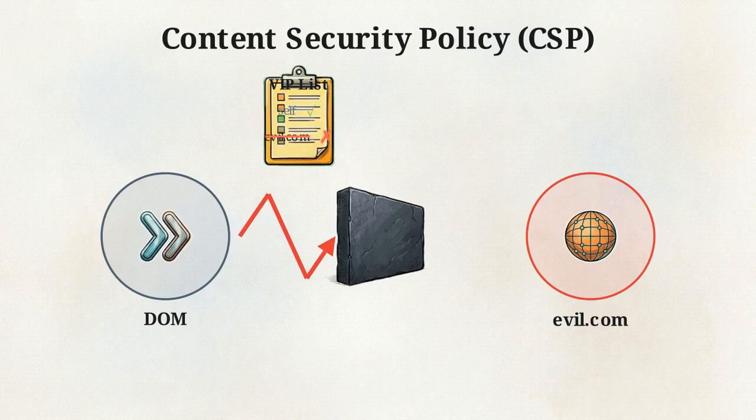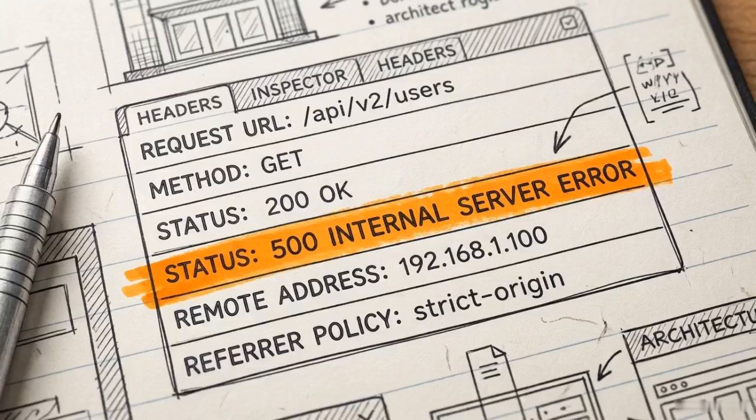The wall checks the domain. Because the request to evil.com is not on the whitelist, the browser rejects the connection before the script can ever load. CSP is delivered as an HTTP response header.